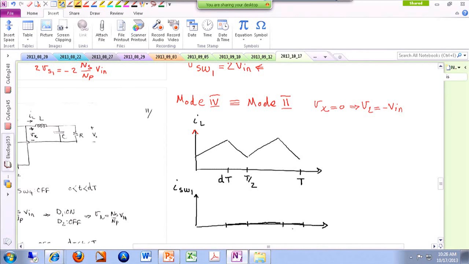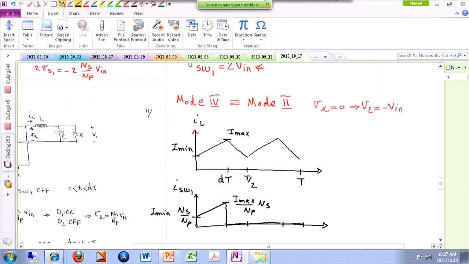So this part was very easy, it's just 0. In the first mode, however, it is proportional with the current of the inductor, but remember, the current of the inductor is in the secondary side, so we have to translate it to the primary side. If this is I max, this will be I max over n primary times n secondary. And the same thing for here, if this is I min. So this is the current waveform for our first switch.